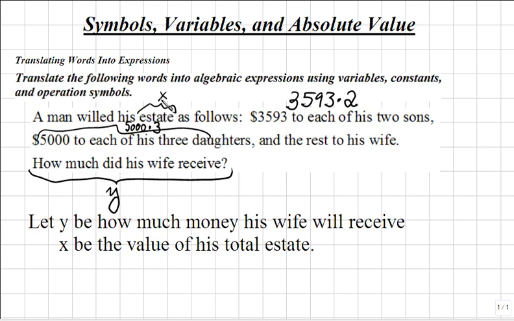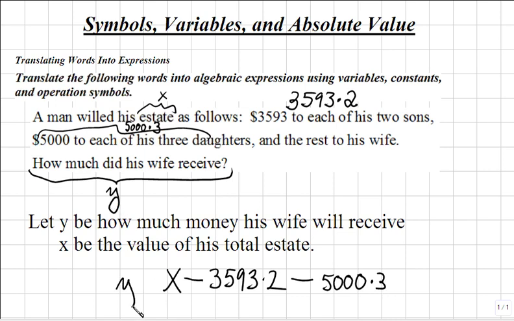So his total estate x we would deduct 3,593 times 2 for his sons and 5,000 times 3 for his daughters. Subtracting these 2 amounts from his total would be how much his wife would get. So we could represent this algebraically now as the total value of his estate, take away how much his sons would get, 3,593 times 2, and we would also subtract 5,000 times 3 for his daughters. This would be the amount of money his wife would receive, which would be the variable y.